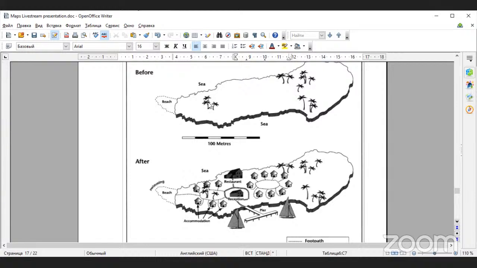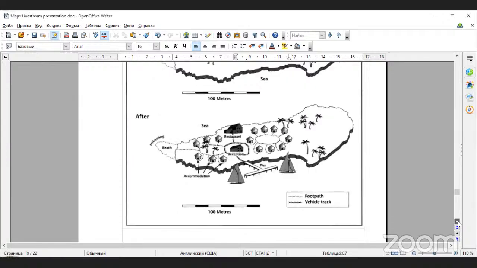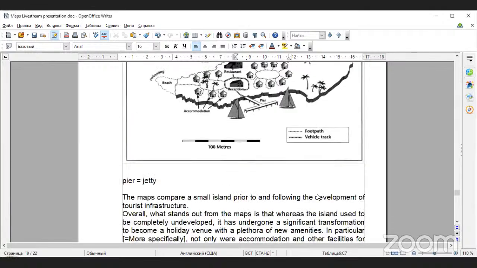And many people don't notice, but see these trees, these fronds, they remained unchanged or intact. So all this is worth mentioning in your map description. All right. A pier can also be called a jetty.